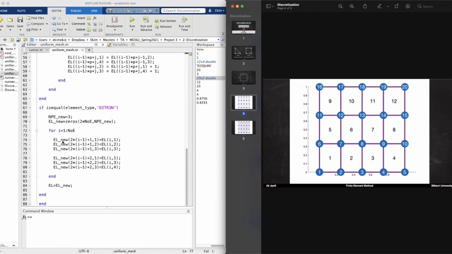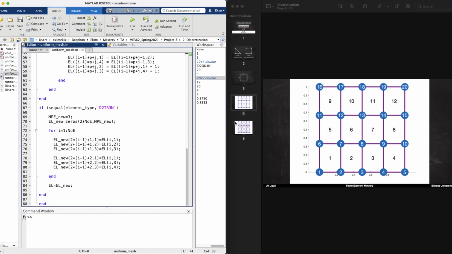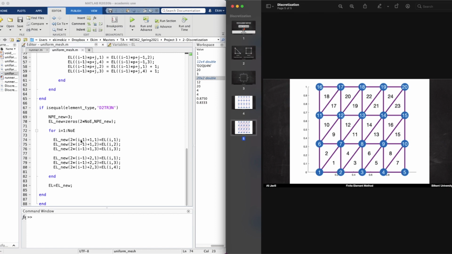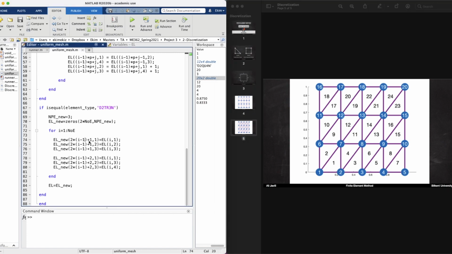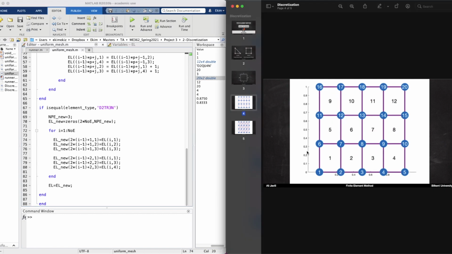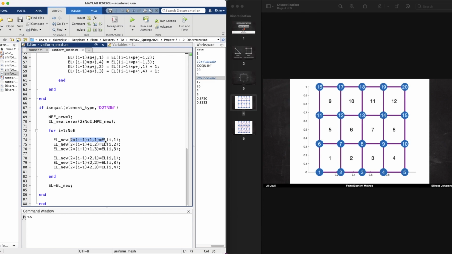let's first check, or maybe let's look at the index first. Sorry. So this 2 times i minus 1 plus 1. So when i is 1, this thing should be 0 plus 1, 1, right? So for the first original element, this thing is 1.